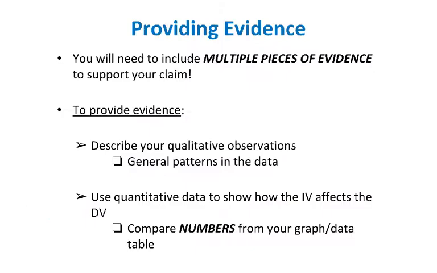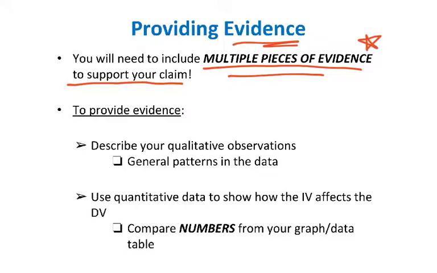Okay. So providing evidence. After you write your claim, the next step when you're writing a conclusion or a scientific explanation is to provide evidence. It's really important to include multiple pieces of evidence to support your claim. You don't want to just have one piece of evidence. Remember that you're trying to convince somebody that your claim is true, so you're going to need multiple pieces of evidence. So what counts as evidence?